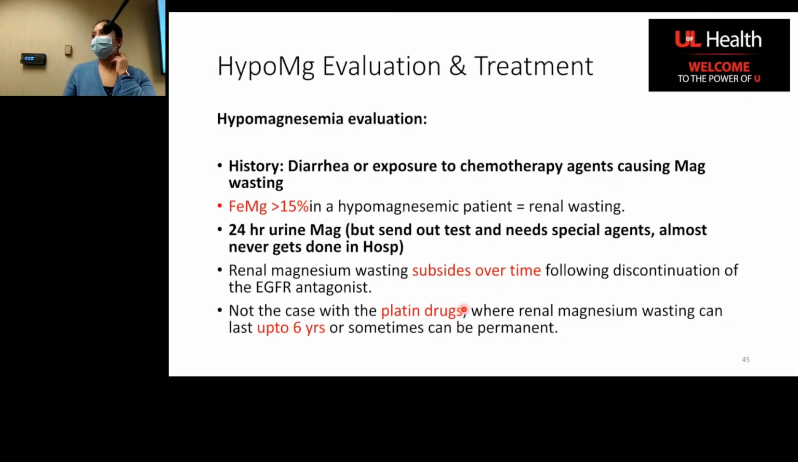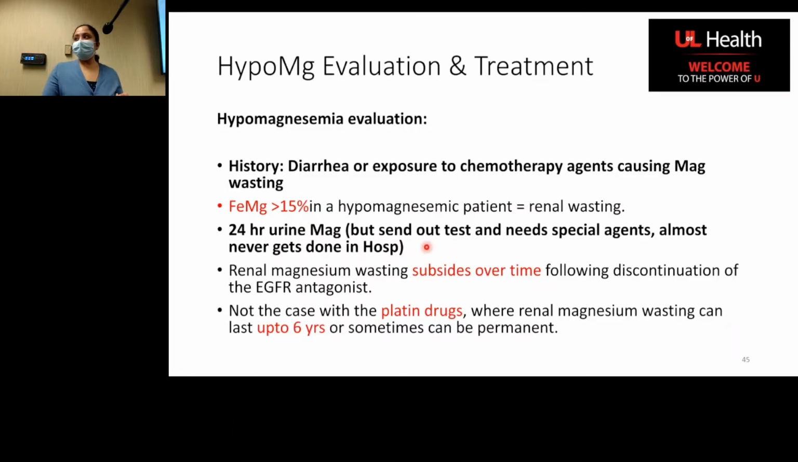So that brings me to the hypomagnesemia evaluation and treatment. Of course, history, diarrhea is one of the more common causes. But then exposure to some of the chemotherapy agents, especially platinum drugs, which cause mag wasting. How to check for that? Try to hold off on giving the IV magnesium unless they are having a cardiac arrhythmia. Check for fractional excretion of magnesium. If greater than 15%, that suggests more renal wasting.